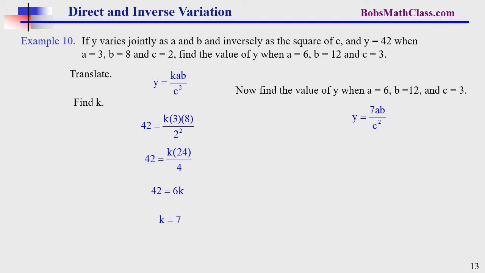So 7 times A times B all over C squared. Now replace A with 6, B with 12, and C with 3. Type it into your calculator. 504 over 9, divide it. 56.